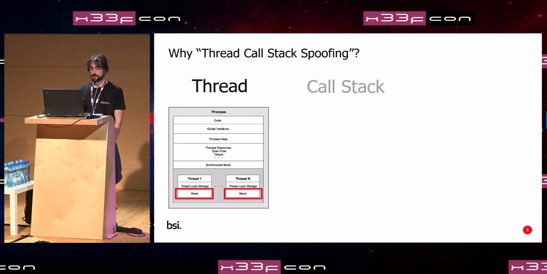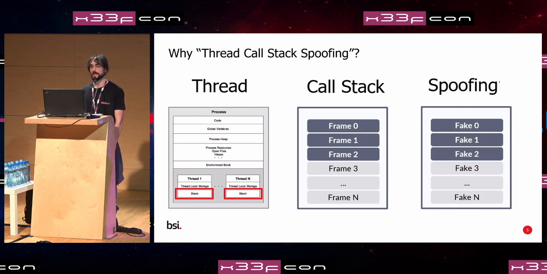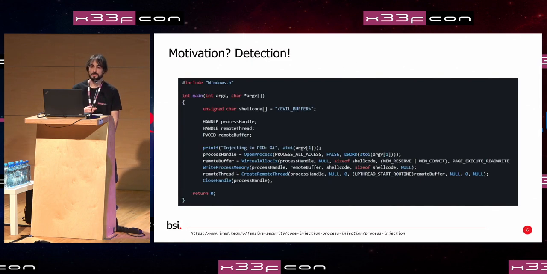The call stack is a sequential memory space. Whenever you call a function in a programming language, the function allocates some space on the stack to handle parameters and locals, and to save the context from the previous function, something we refer to as non-volatile registers. By calling nested functions, because when you call an API it recursively calls another function that calls another function, you create a call stack. And spoofing, because we want to somehow tamper with this call stack in order to avoid some sort of detection mechanism. The motivation is always detection.